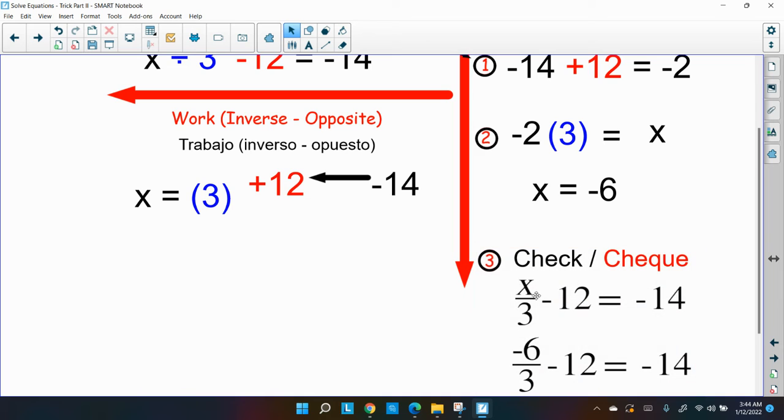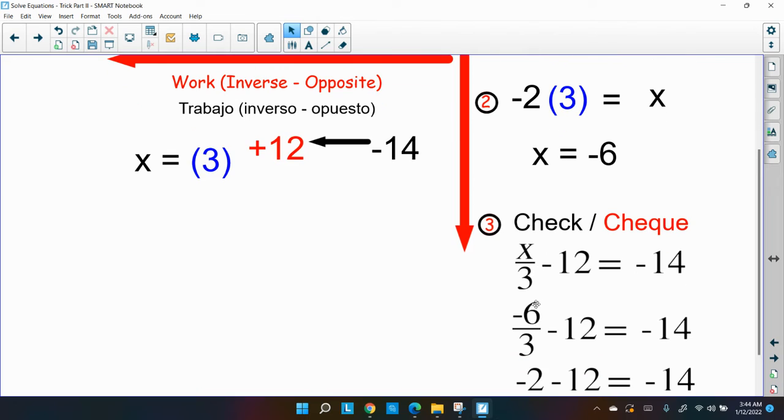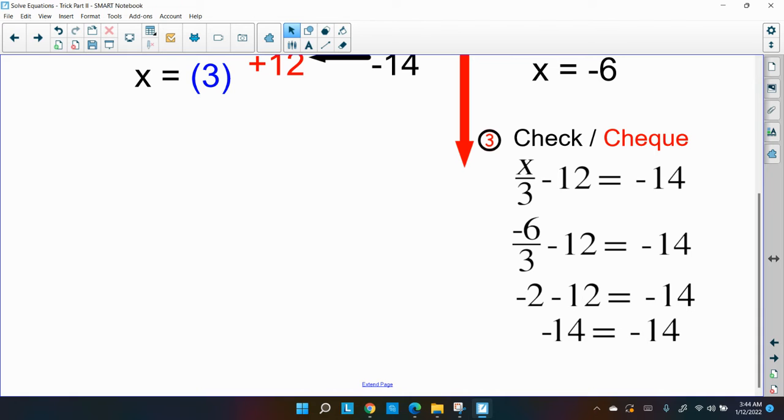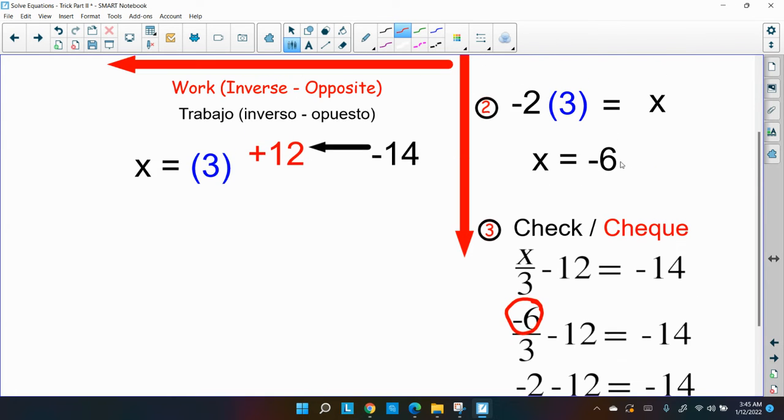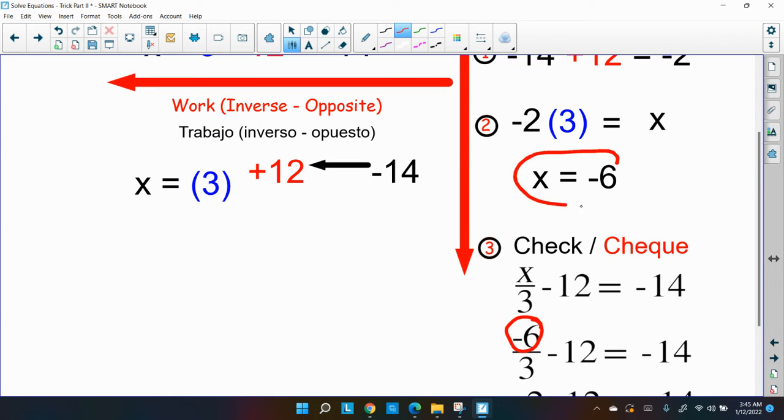Well, let's check it. Here's our equation, x over 3 minus 12 equals negative 14. In place of the x, I am going to put a negative 6. Negative 6 divided by 3 is negative 2. Negative 2 minus 12 is negative 14. So this does check out. Our answer is x is equal to negative 6.